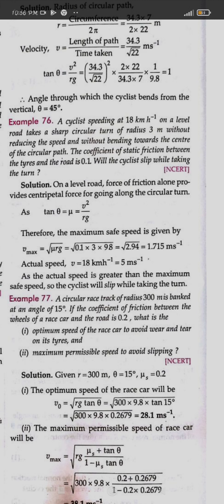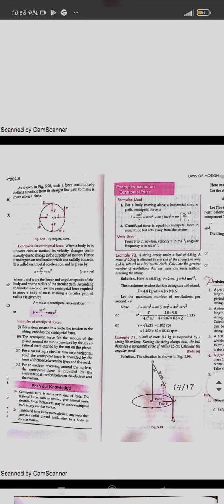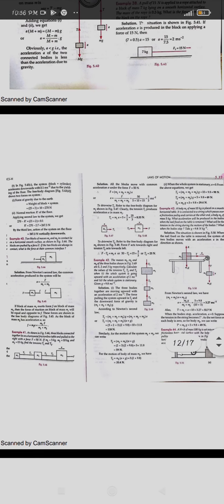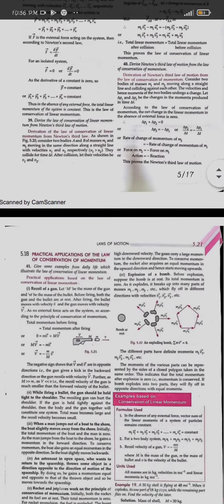So the actual speed is greater than the maximum safe speed. We have already said the friction should be sufficient, but here v is greater than the limit given by mu, so it will slip. The cyclist will slip during the turn. So these are the numericals for the bending of a cyclist and the equilibrium or connected motion of the connected bodies also.